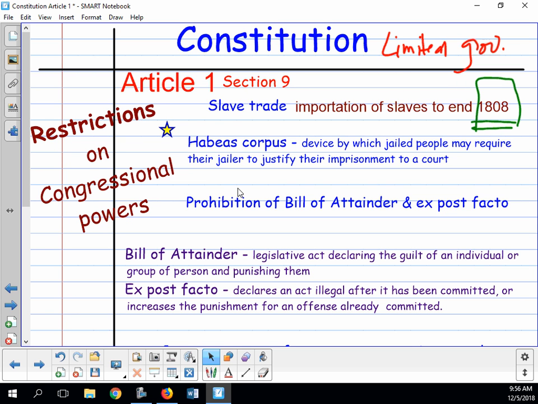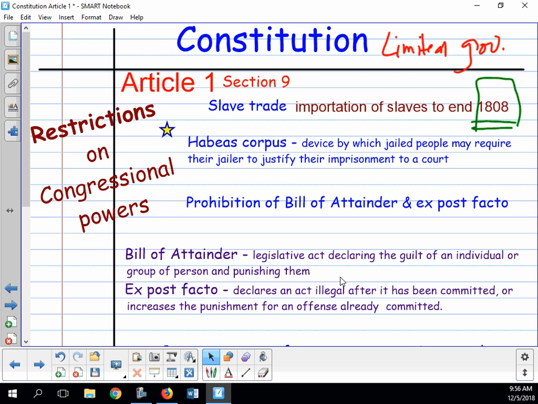Then the next two, which is again a restriction, a prohibition, preventing something called a bill of attainder and ex post facto. So let's define these. A bill of attainder has to do with a legislative act declaring the guilt of an individual or group of people and punishing them. This says that Congress cannot declare a group or even an individual to have committed a crime when all they've done is actually just been identified as something.